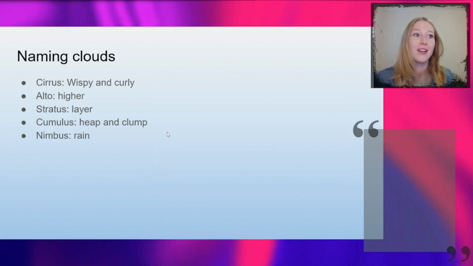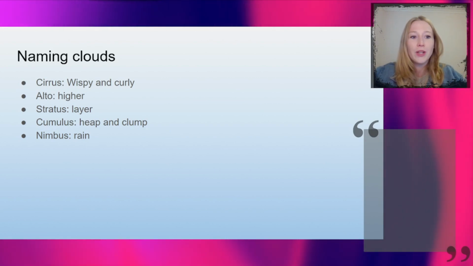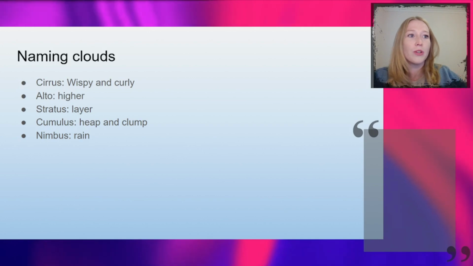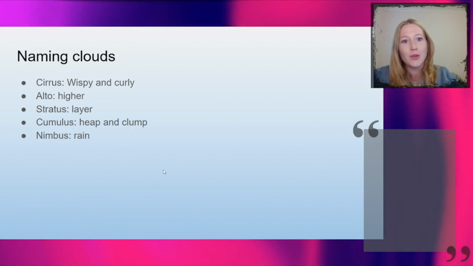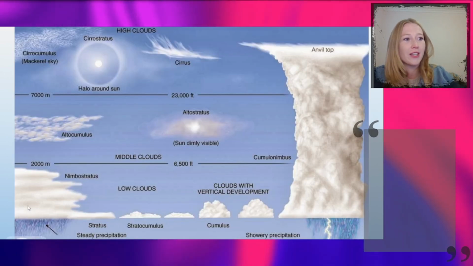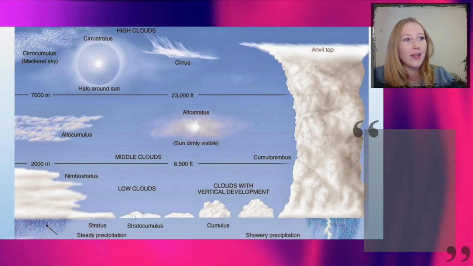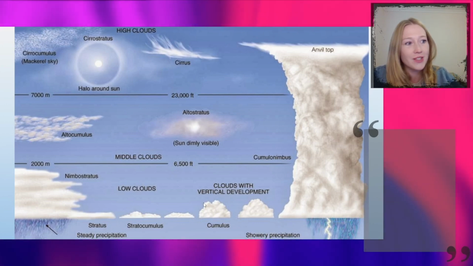And then finally, the last one is nimbus, and that is rain. Now, the reason why you only need to know these 5 words is that all of these words combined name most of our common clouds. So if we take a look towards the ground, so the lower layer clouds, we have mostly cumulus and stratus.